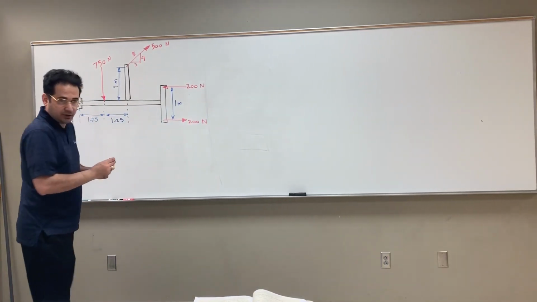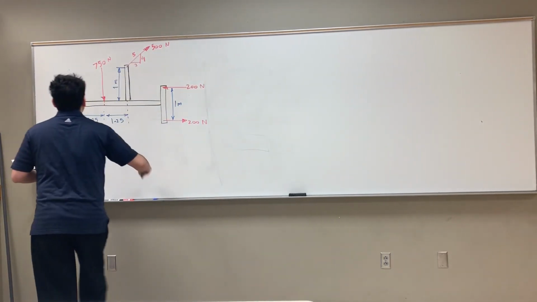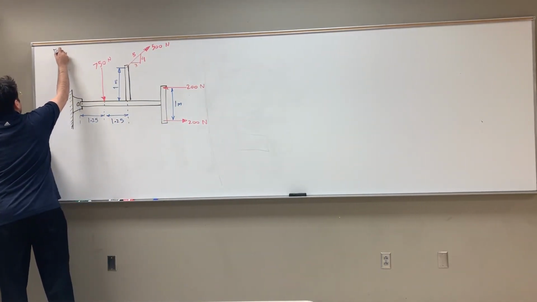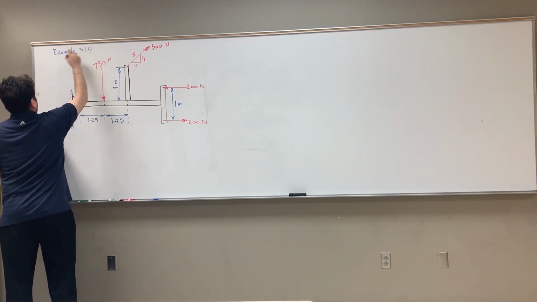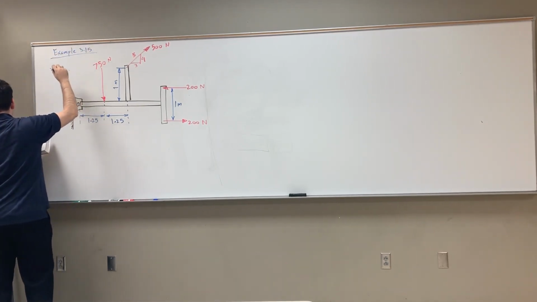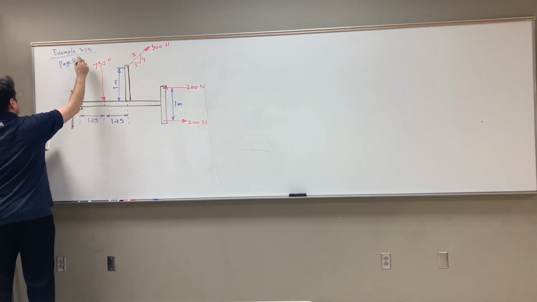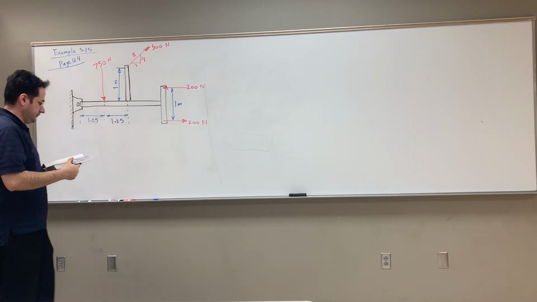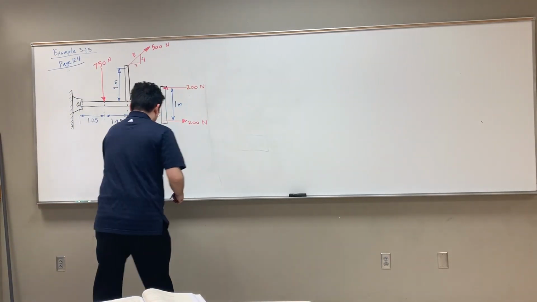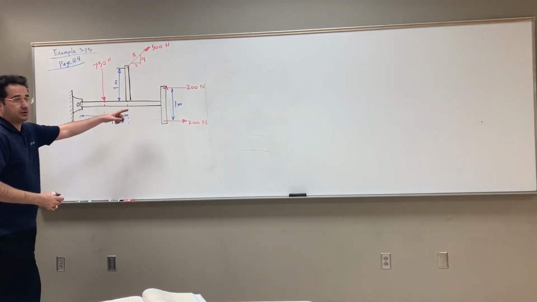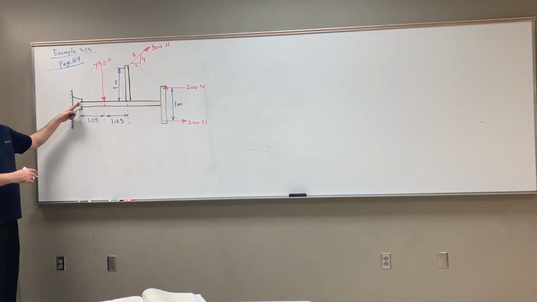Example number 315. So this example 315 on page 124. Right? We want to replace this system of forces, including 1, 2, 3 force, with a resultant at point O.